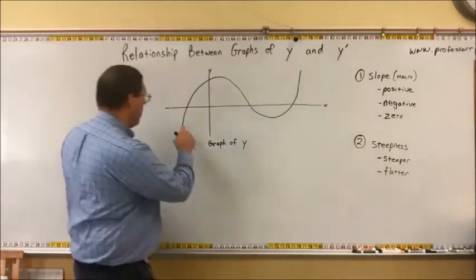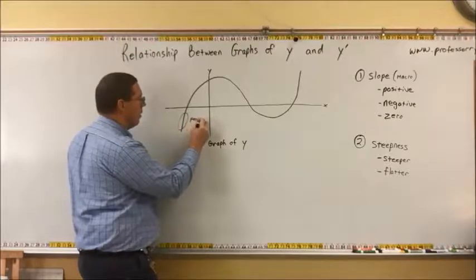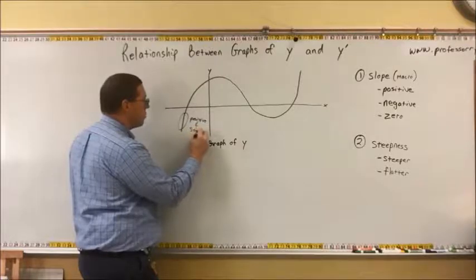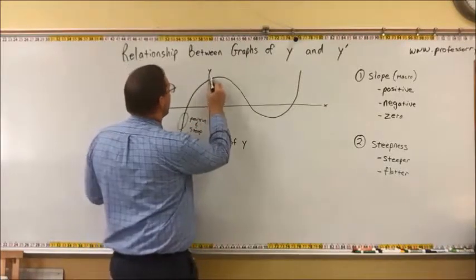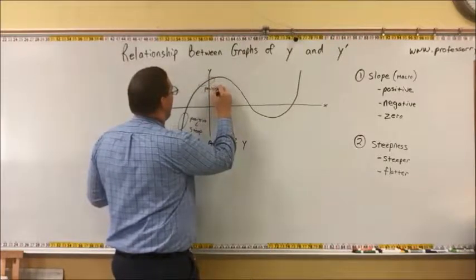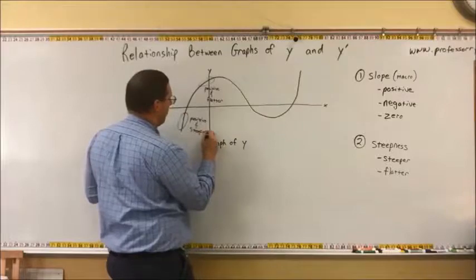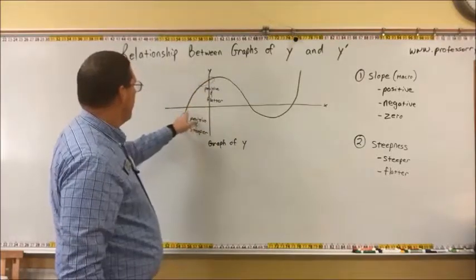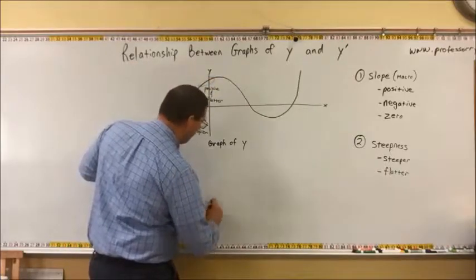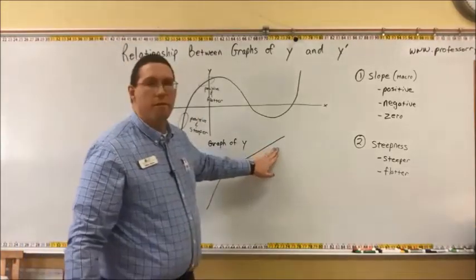Like right here. At this spot right here, the slope is positive and steep. So steep and positive. But over here the graph, the slope is positive and flatter. Okay, so here it's steeper and here it's flatter. And you can see that it's a little bit different. This is flatter, you know. If positive and steep looks like this, positive and flat looks like this. Positive and steeper, and positive and flatter.